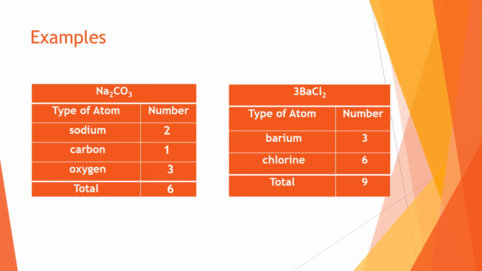Okay, so we're going to look at these examples here. The example is already done, but we're going to go over the steps as to how to get here. So we have Na2CO3. The first thing we want to do when counting atoms is break down the compound into the elements that make it up. So Na represents sodium.